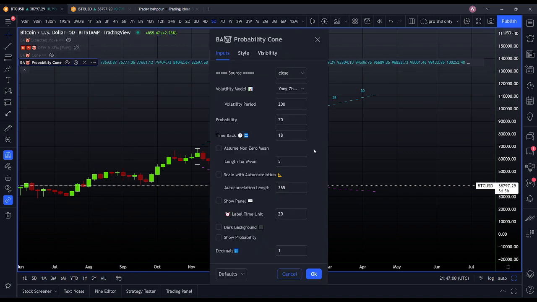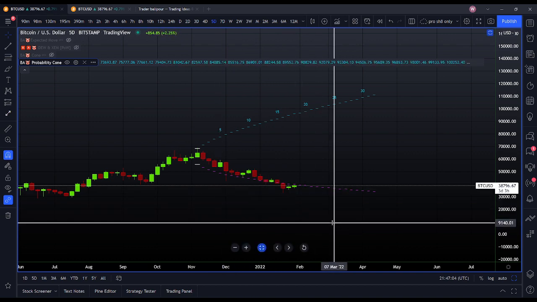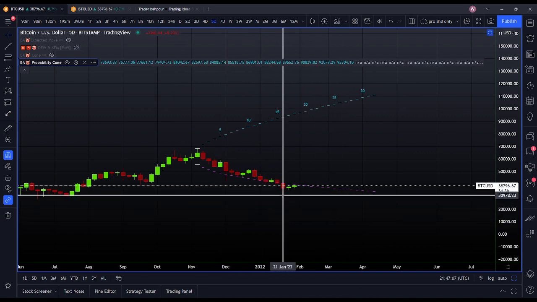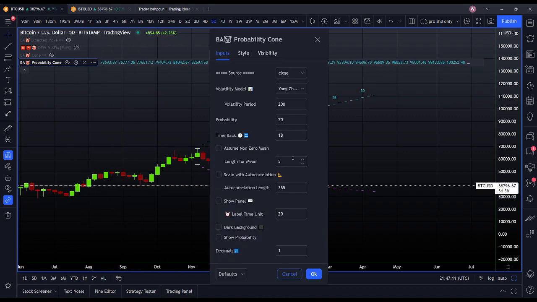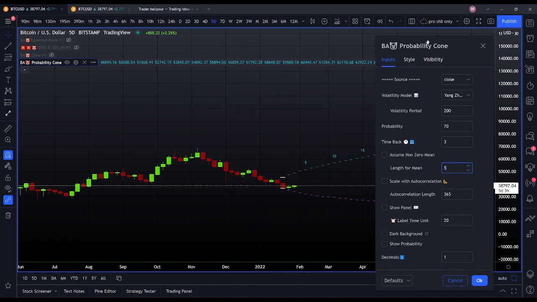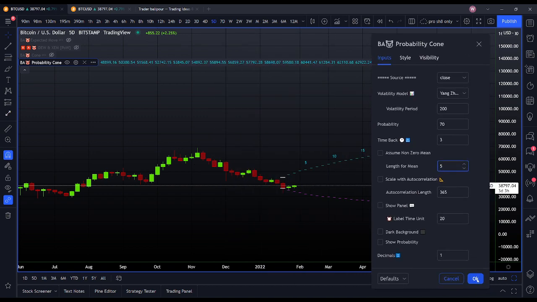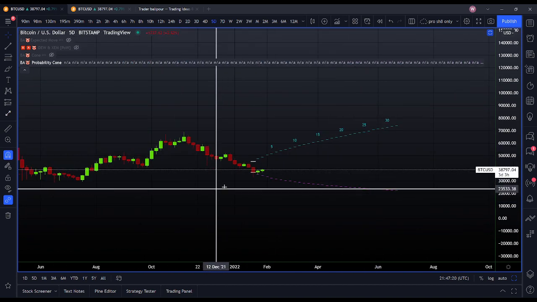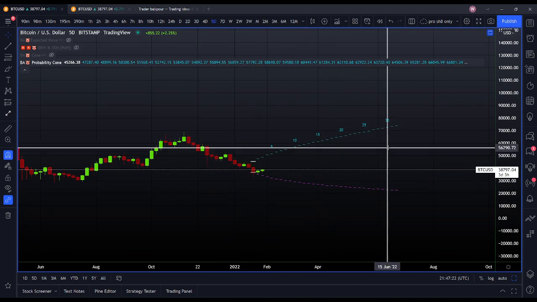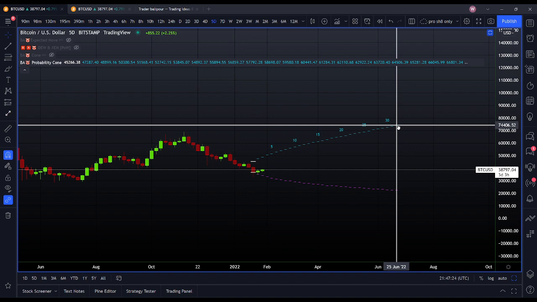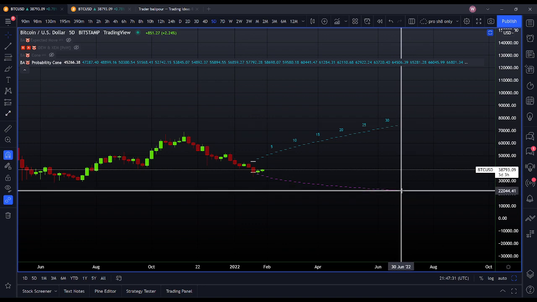And then looking at things like your time back. So what do I want to be projecting from? We can project back from here. So this would be 3 bars back. And looking at that and saying, okay, well, going back from that candle right there, by 25th of June, 70% of candles should close between 75,000 and 23,000.